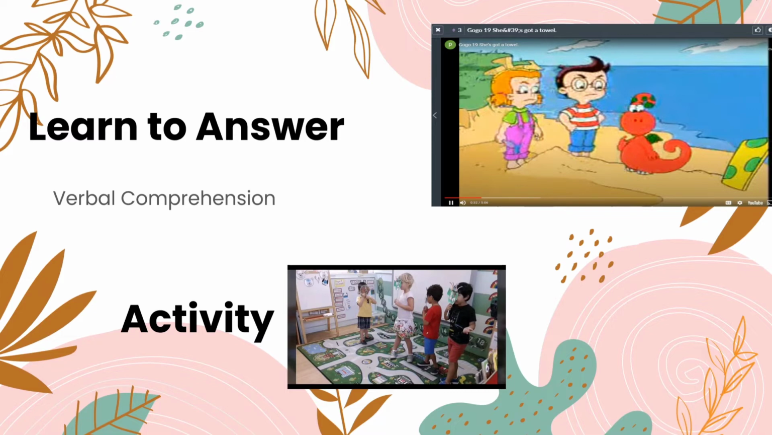Where is Jenny? Jenny is on the beach. What is Tony wearing? Tony is wearing a shirt. What is Gogo doing? Gogo is skating.